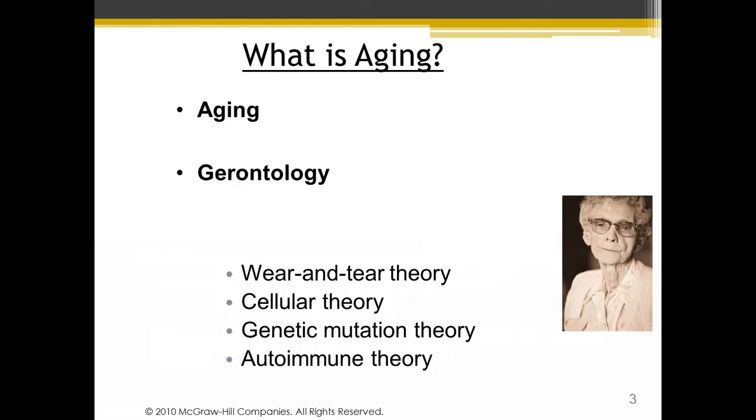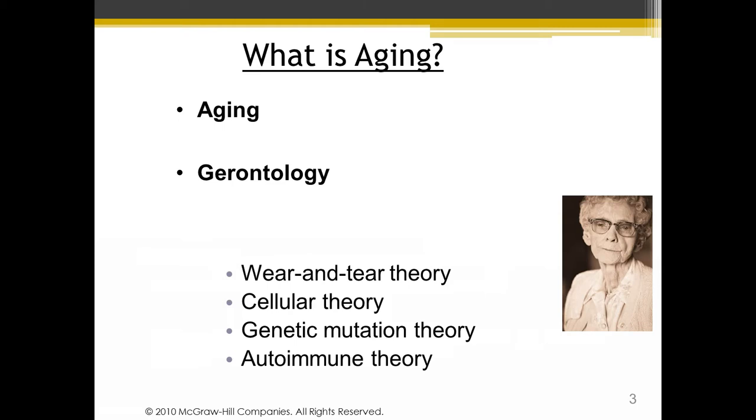We're going to start by discussing what is aging. Aging is defined as the patterns of life changes that occur in members of all species as we grow older. So we know that animals age, we age, the planet Earth ages. Gerontology is the study of individual and collective aging processes. It explores the reasons for aging and how people cope with this process.